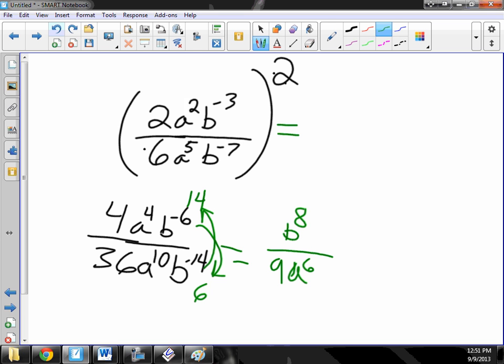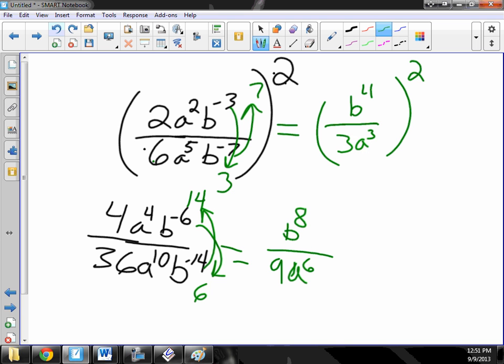So, 2/6 is 1/3. A squared over a to the 5th is a to the third in the bottom. Then I'm going to move the 7 up, and I'm going to move the 3 down. So I'd have b to the fourth on top, and now I can square that. And you'll get the exact same answer.